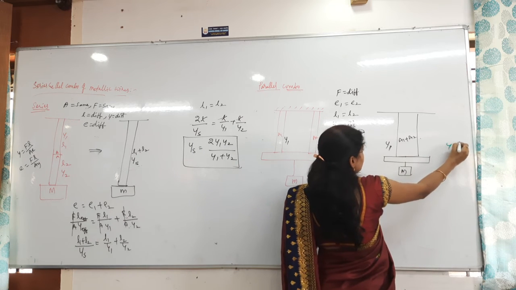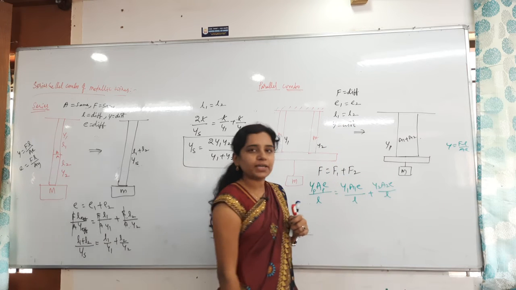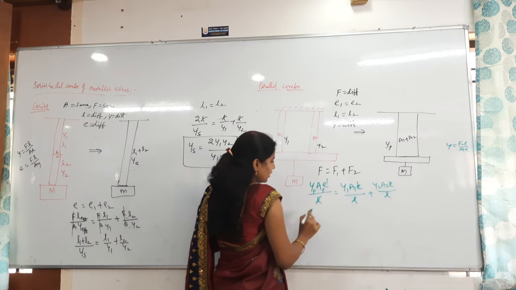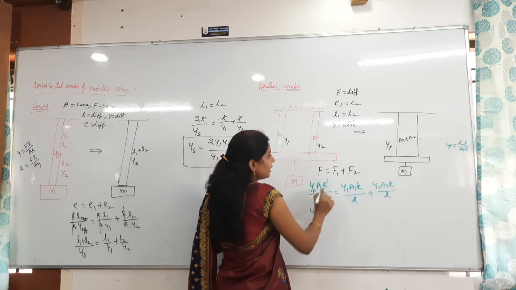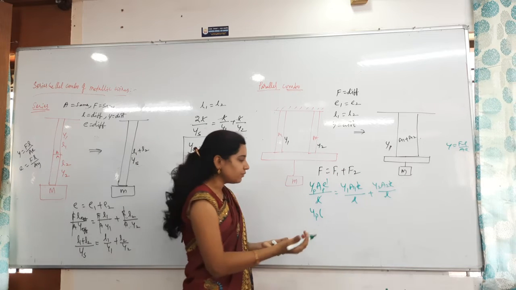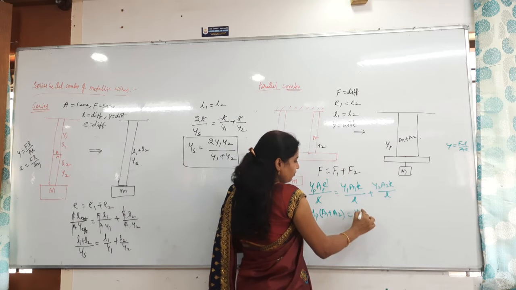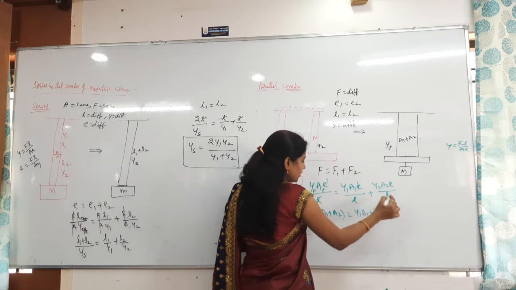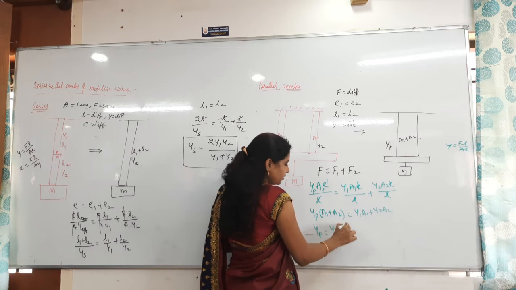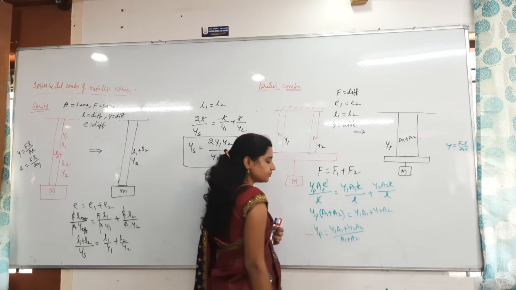Y is equal to FL by AE, then F is equal to YAE by L. Then here E by L gets cancelled everywhere, and then Y parallel, A parallel: area is how much totally? One is A1, another is A2. So what will we get totally? A1 plus A2 is equal to Y1 A1 plus Y2 A2. Then Y parallel is equal to Y1 A1 plus Y2 A2 divided by A1 plus A2.